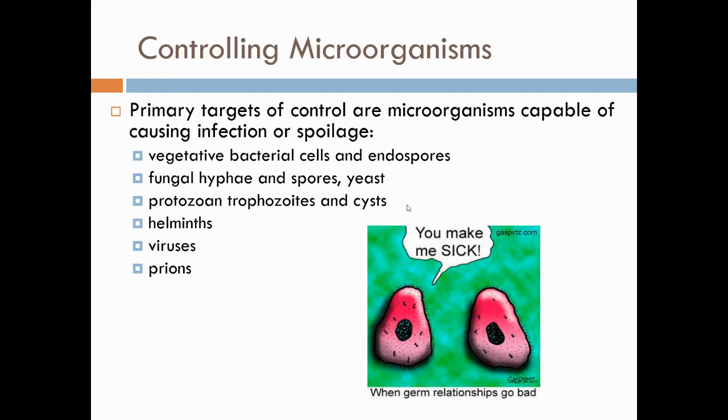Our primary targets of control when we're thinking of cleaning are organisms that can either cause infection, so make us sick, or cause food spoilage, and then that spoiled food makes us sick. So vegetative bacterial cells and endospores can do this, fungal hyphae and spores and yeast, protozoa and trophozoites and cysts, helminths, either the actual helminth or eggs, viruses, and prions. So these are our targets. These are our big ones.